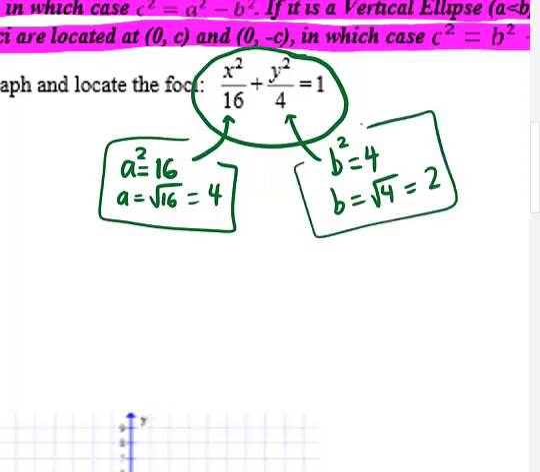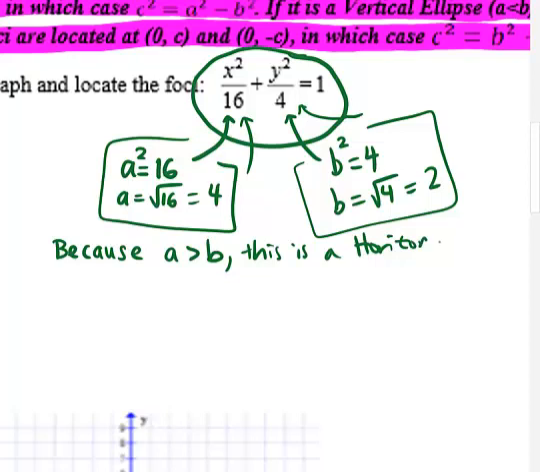Now, based on those values, I decide whether this is going to be a horizontal or vertical ellipse. I just look at a versus b. Which one's bigger? Because a is larger than b, where a came from the number below x, 16, and b from the number below y, 4, that means it's going to be a horizontal ellipse. That just means it's going to be wide, as opposed to tall.